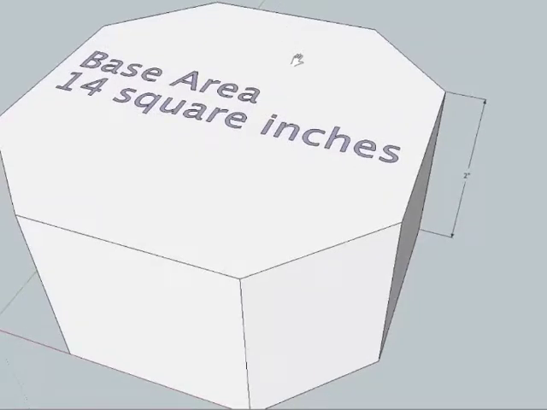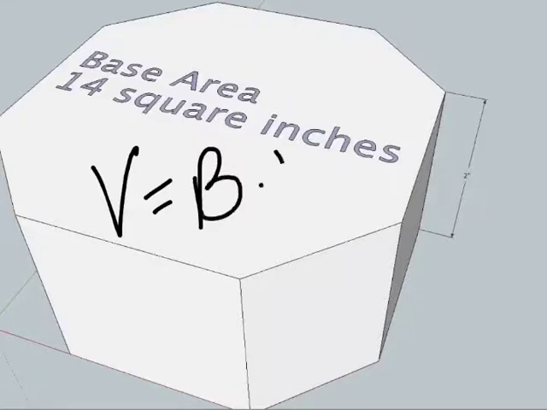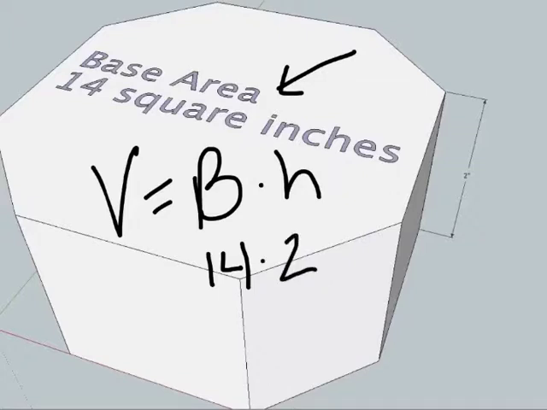So to find the volume, volume equals base times height. And they actually tell us right here that the base area is 14. So the area of that whole octagon is 14 times a height of 2 inches. And that gives us a volume of 28 inches cubed.